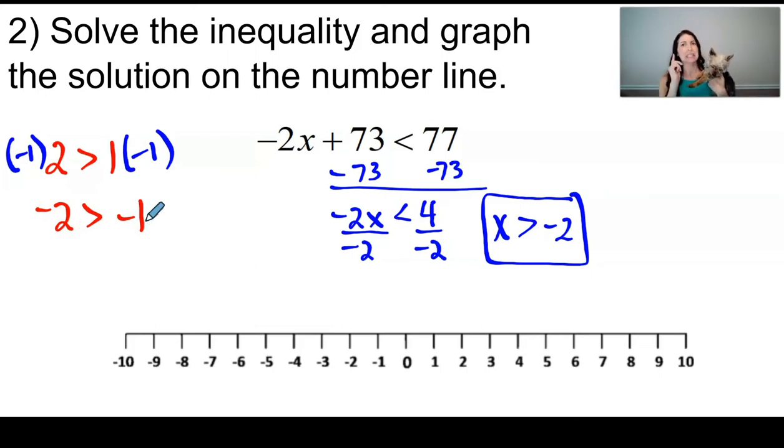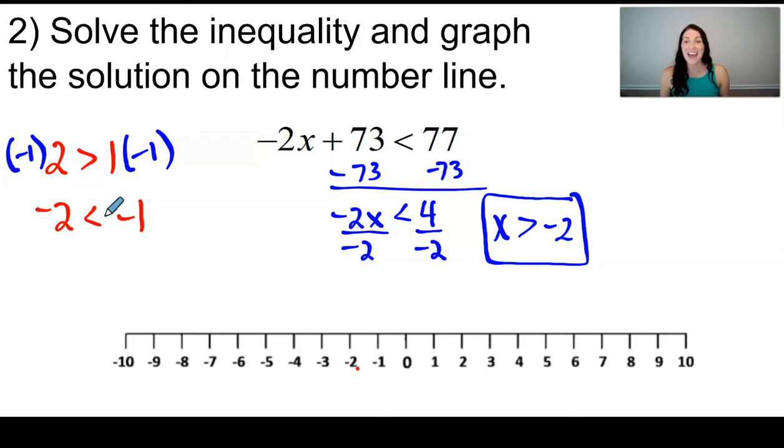Negative 2 is definitely not greater than negative 1. And that's why here, in this case, where we multiplied both sides by a negative, we do need to flip that sign to less than to make the inequality stay true. Thanks so much, Molly, for your help.